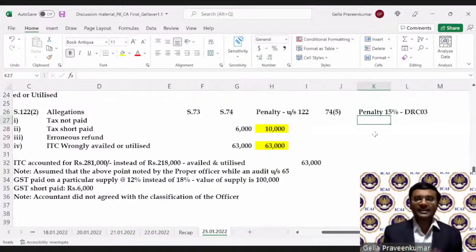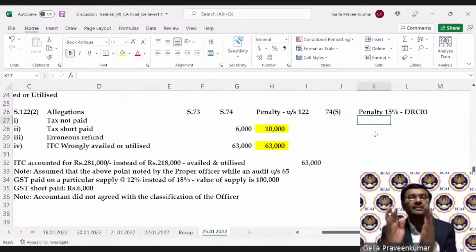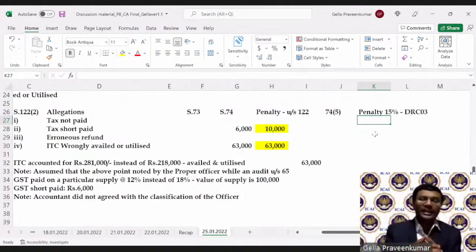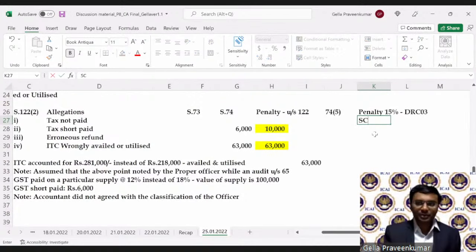I pay this before the officer sends a show cause notice, at the instance of the officer or before a show cause notice is sent. So, Namita, 15% comes when I pay voluntarily or at the instance of the officer. Second, when a show cause notice is issued and within 30 days I pay, then this 15% becomes 25%.